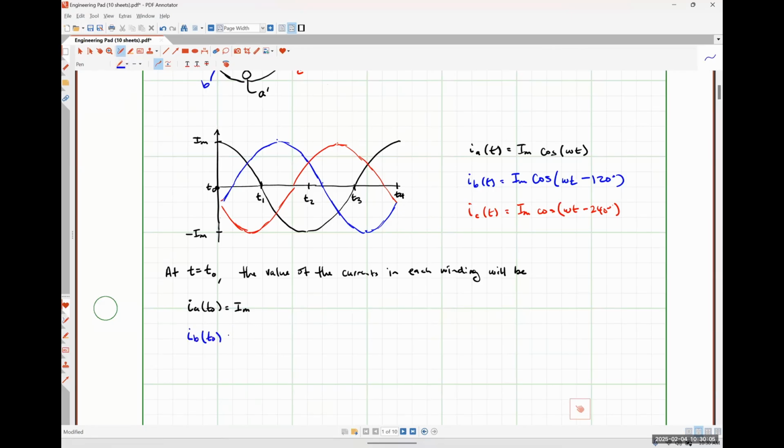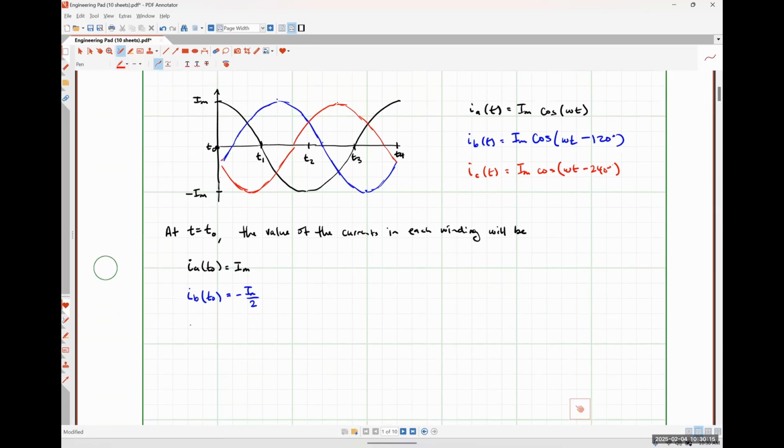IB at T0 is going to be negative Im over 2, and IC at T0 is going to also be equal to negative Im over 2.